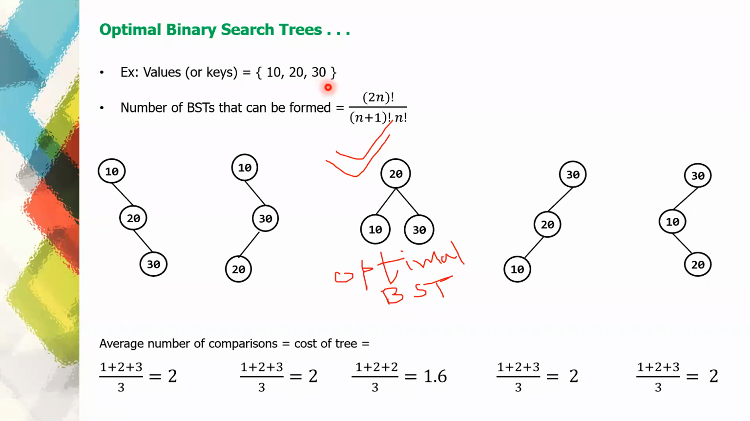But practically, that is not possible. Each value might be searched a different number of times. 10 may be more frequently searched. 30 may be the least frequently searched item. That may be possible. If you take a search engine like Google, these days people may be searching for corona-related news. So corona-related news is the most frequently searched news these days. Right? So depending upon that, some items may be more frequently searched. Some items in the database may be less frequently searched.